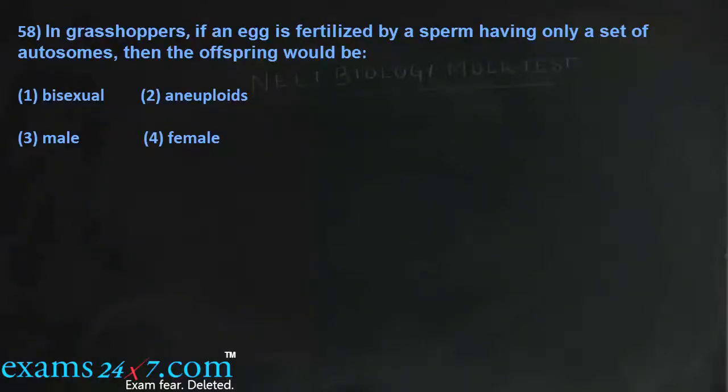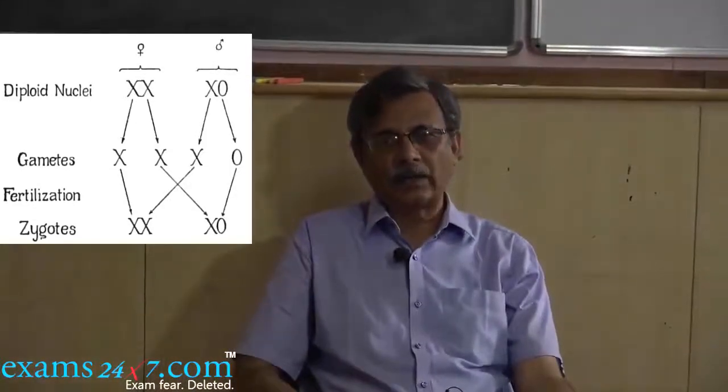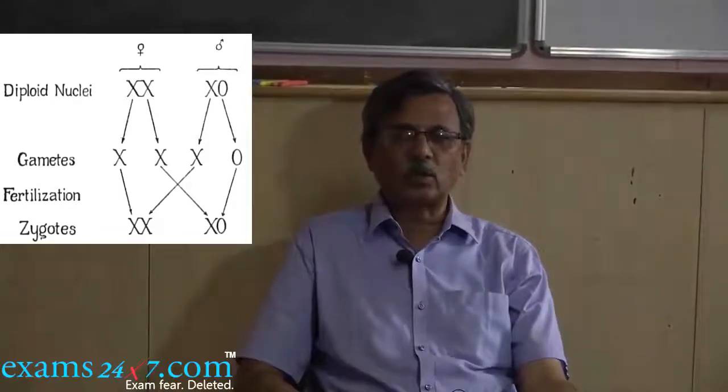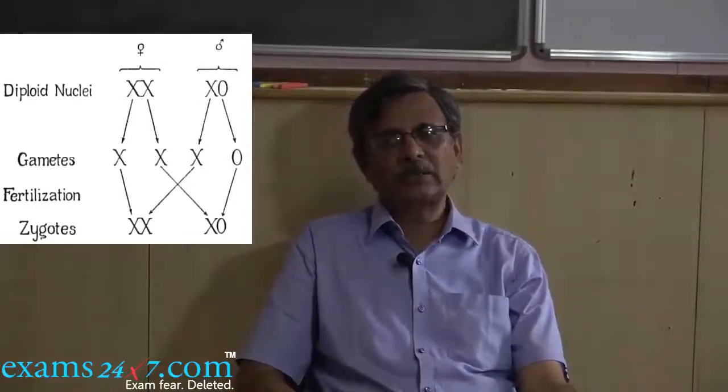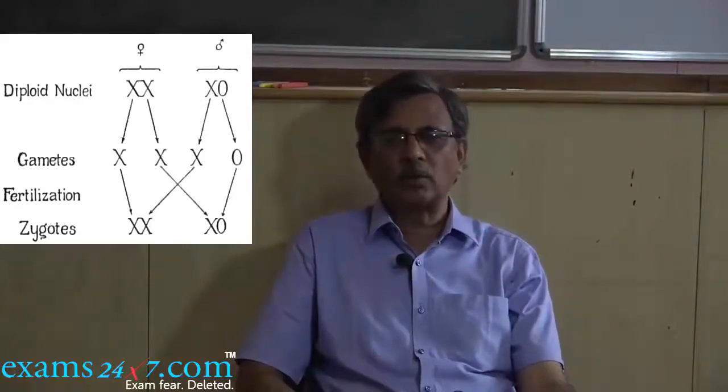In grasshoppers, if an egg is fertilized by a sperm having only a set of autosomes, then the offspring would be. I hope all of you know, in grasshopper we have XO type of sex determination, where the female grasshoppers are going to have 2 sets of autosomes with 2 X chromosomes, whereas the male grasshopper has 2 sets of autosomes and only 1 X chromosome.